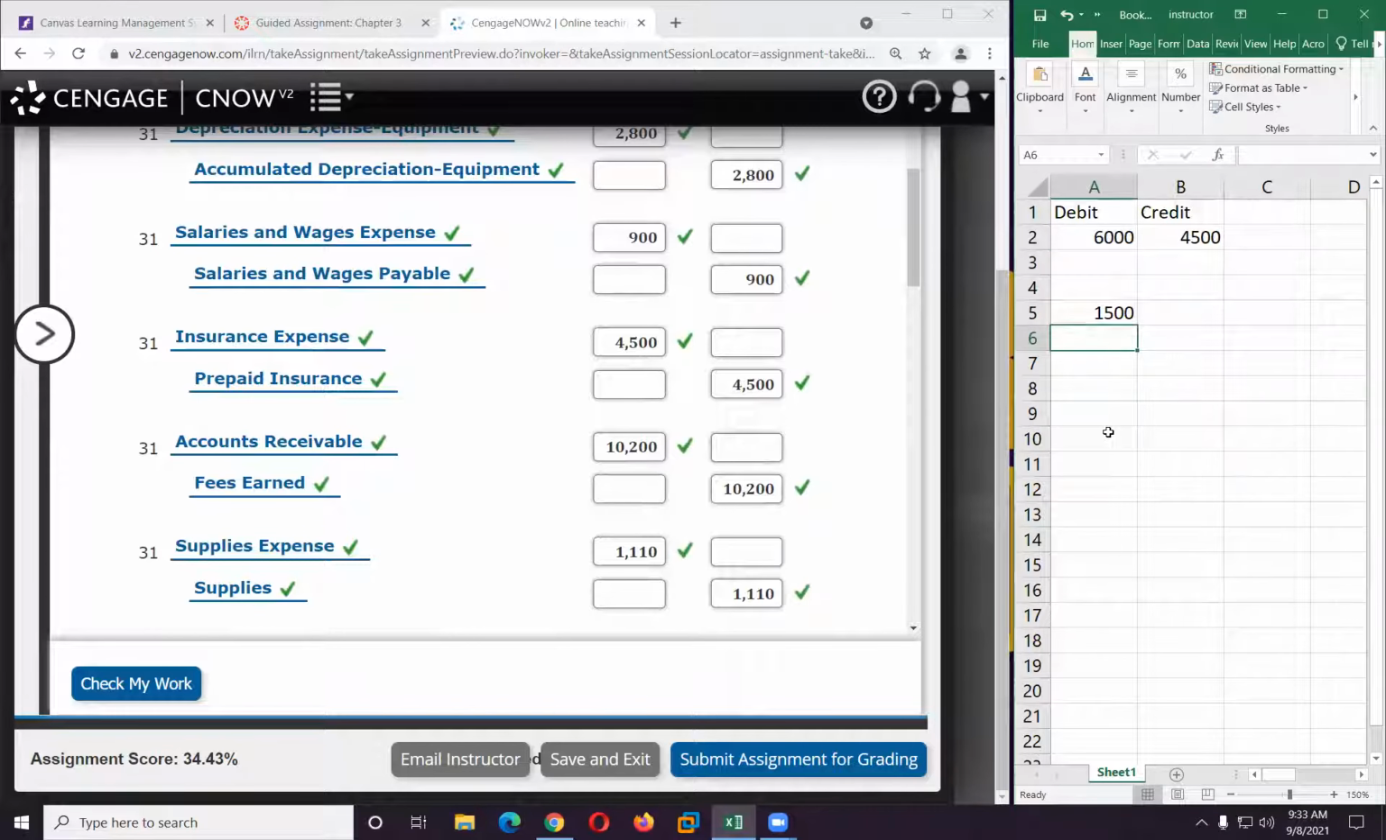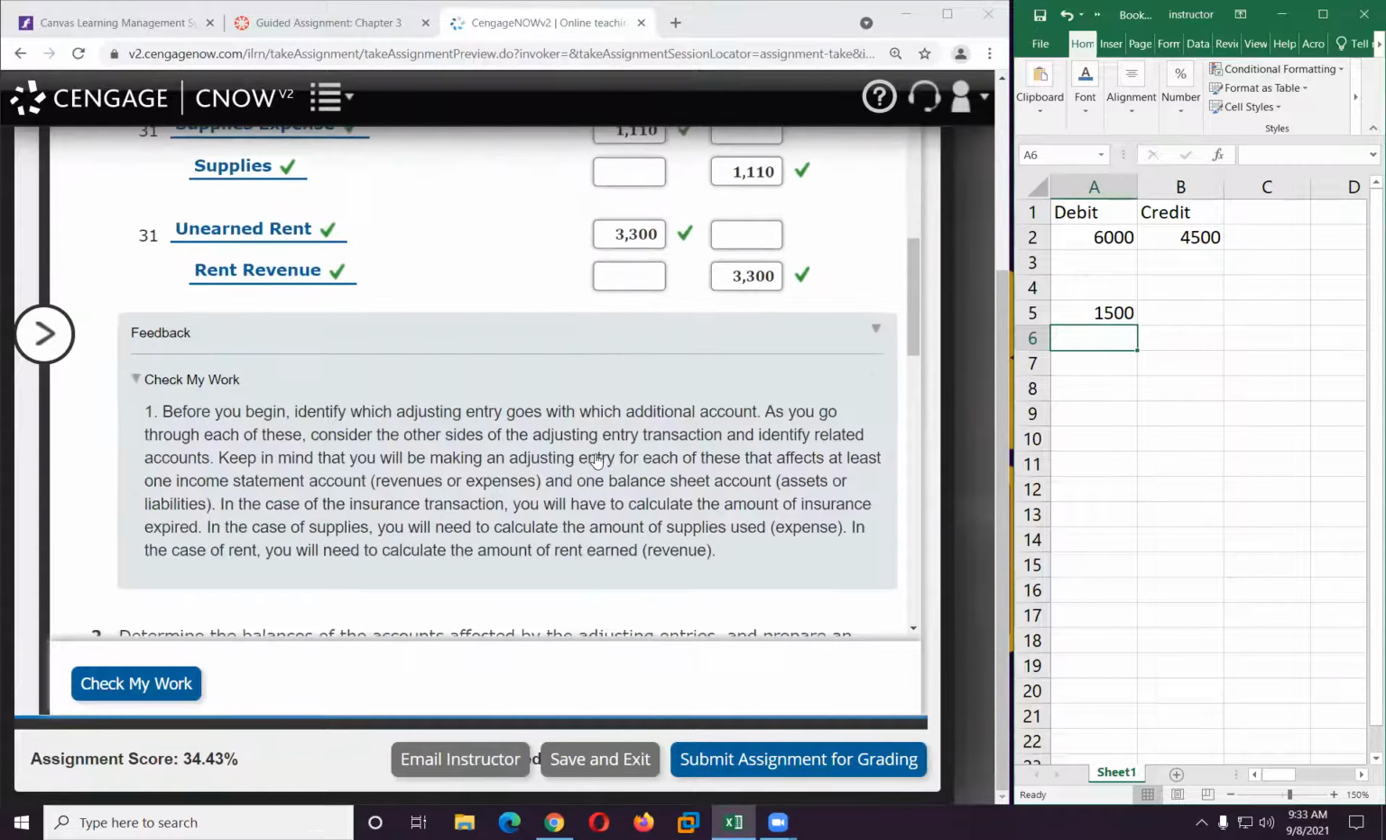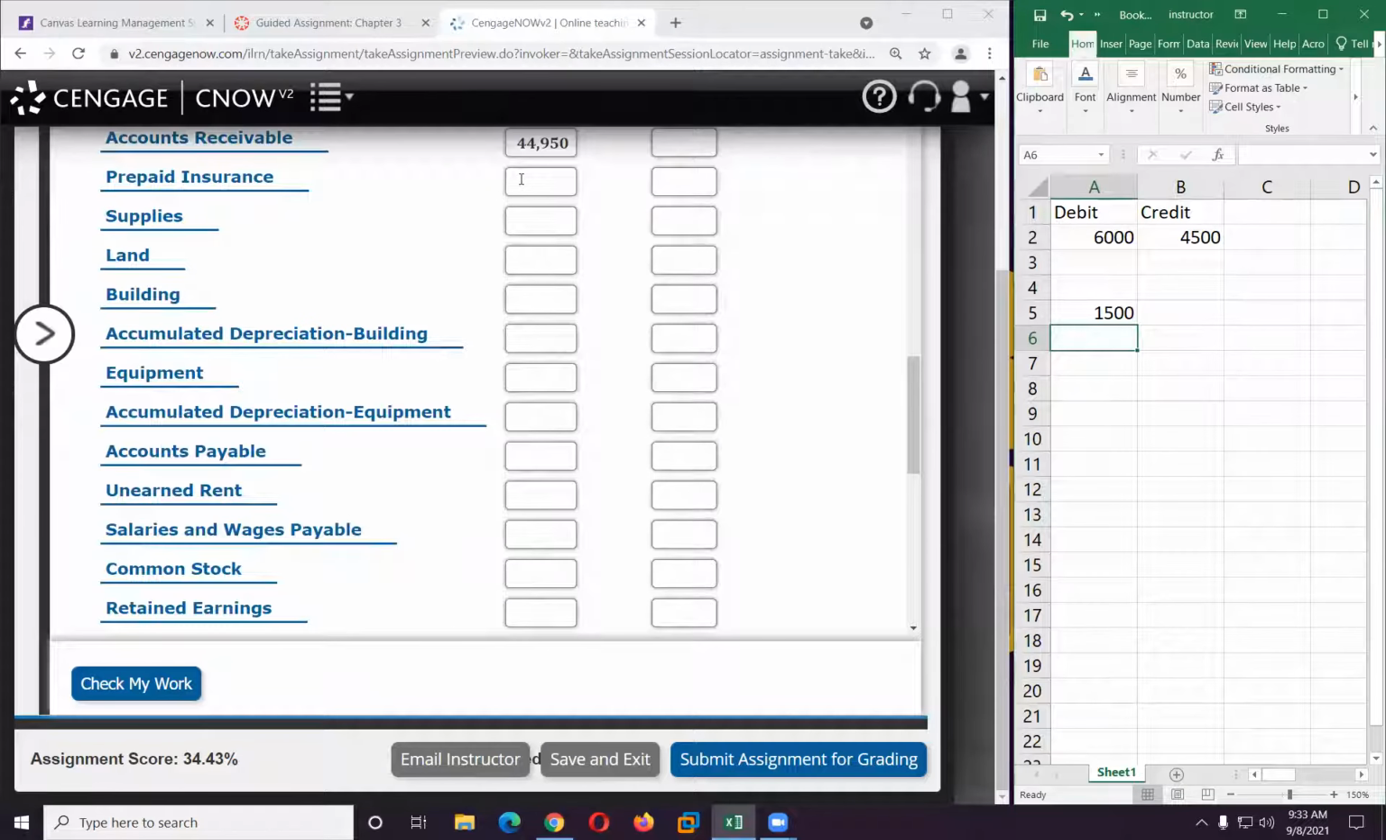So this isn't something new, right? We've done T accounts or ledgers or whatever you want to call them over and over already. You've had practice at this, and that's all we're doing is finding out the balance of each account. So prepaid insurance has a debit balance of 1,500.